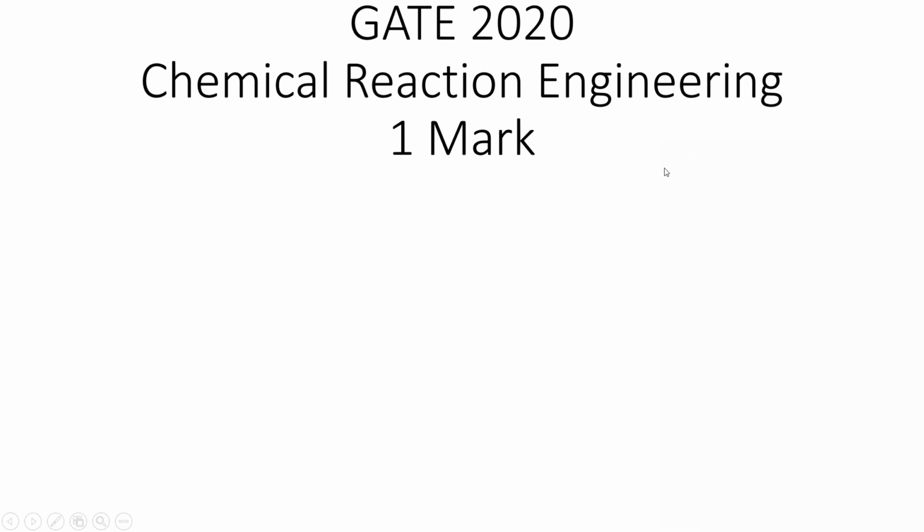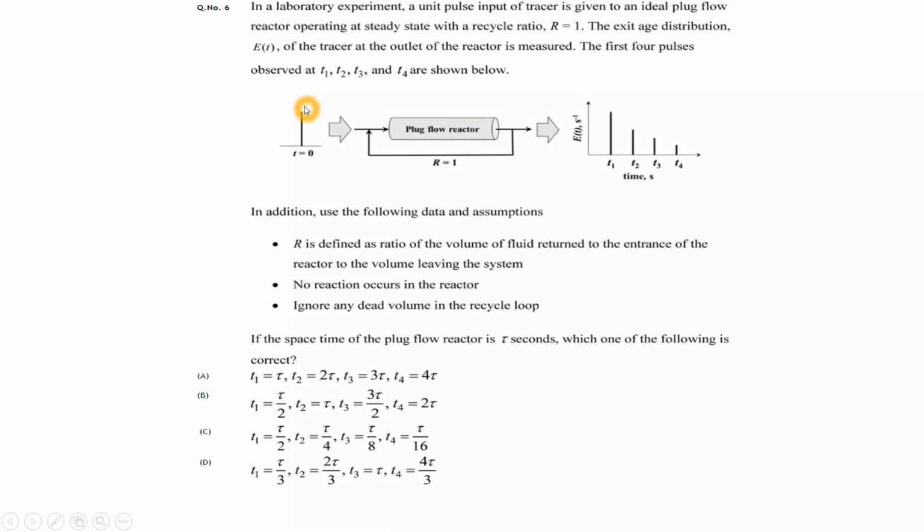So our next question is from GATE 2020 Chemical Reaction Engineering for 1 mark. You can see the question is given here. In a laboratory experiment, a unit pulse input of tracer is given to an ideal plug flow reactor operating at steady state with the recycle ratio R equal to 1. The exit age distribution E(t) of the tracer at the outlet of the reactor is measured. The first 4 pulses observed at T1, T2, T3 and T4 are as shown below.